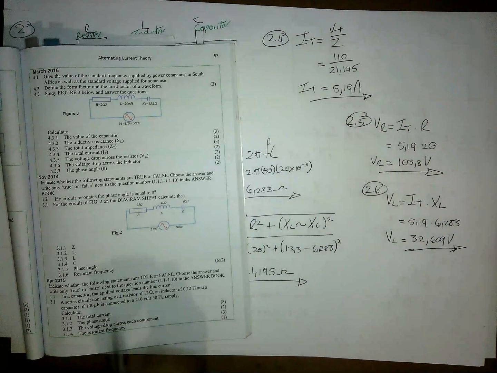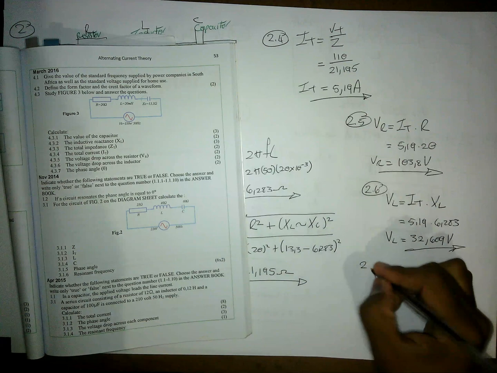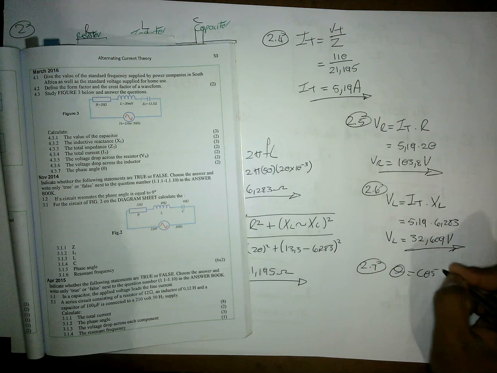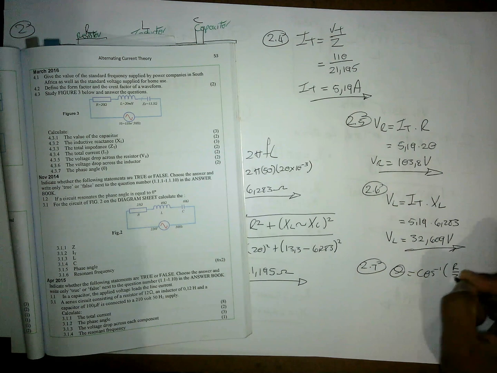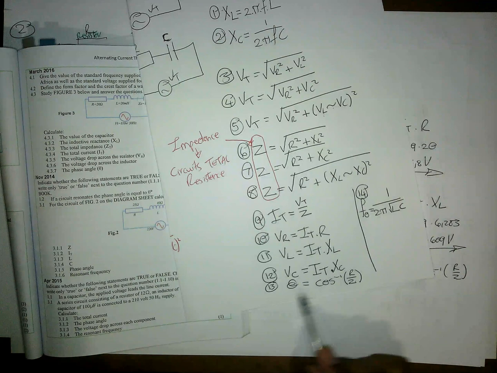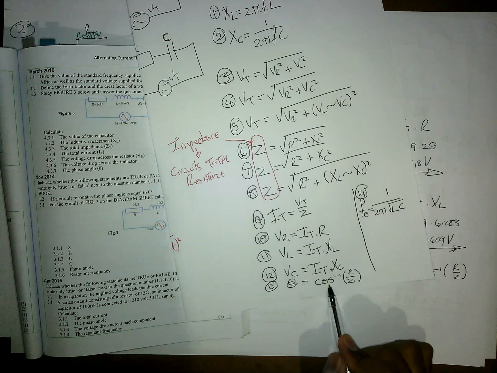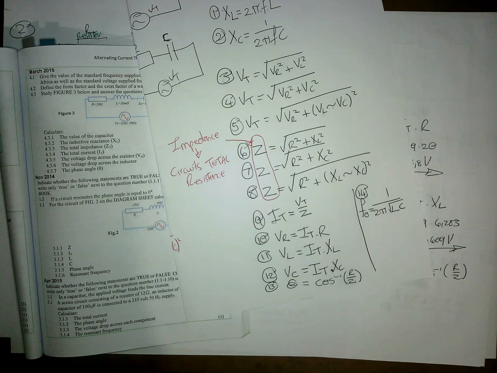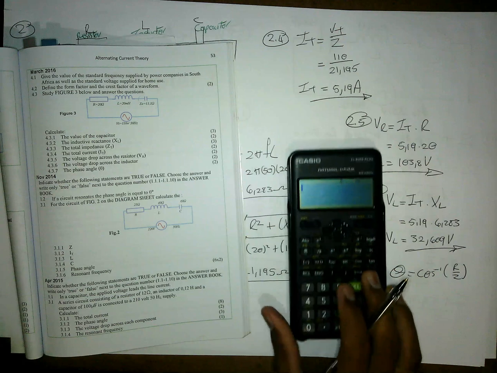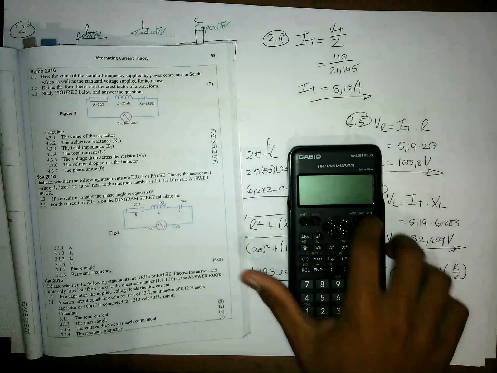Now they're asking for the phase angle. The phase angle is equal to second function cos of R over Z. I remember from my formula number 13, theta, my phase angle, equals second function cos R over Z. Does everyone know how to get that second function cos on the calculator? Yes, sir.